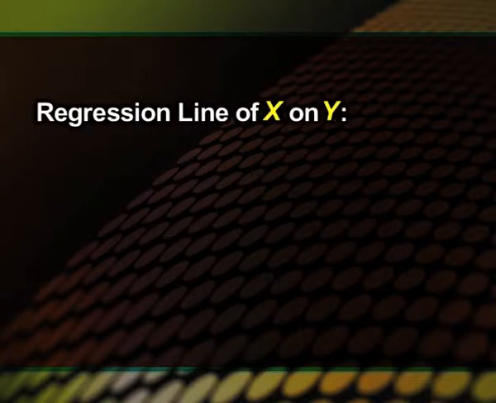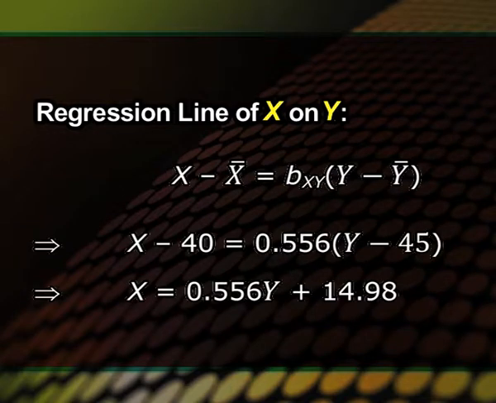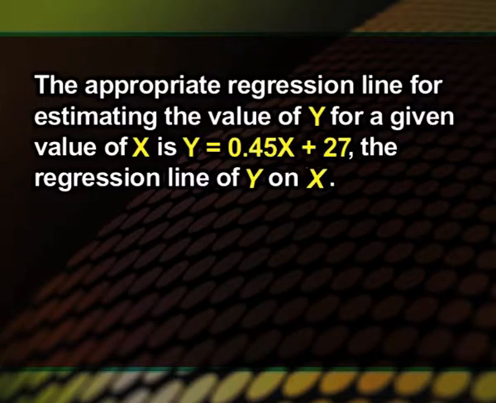Let's calculate the other line, the regression line of x on y. The equation we have is x minus x bar equals bxy times y minus y bar. Let's substitute the values. x minus 40 equals 0.556 times y minus 45. That gives us the equation x equals 0.556y plus 14.98.